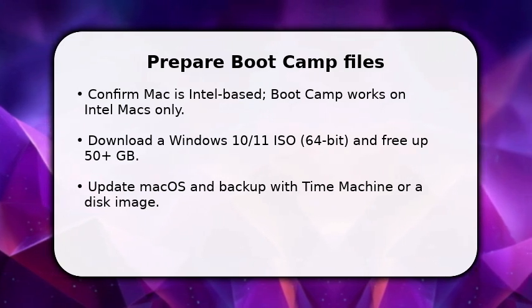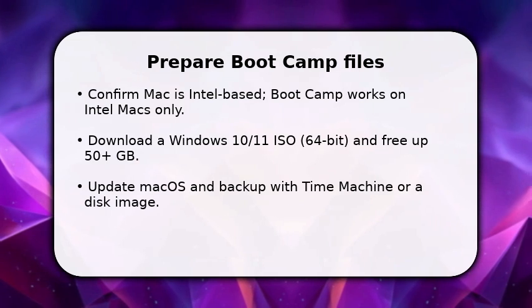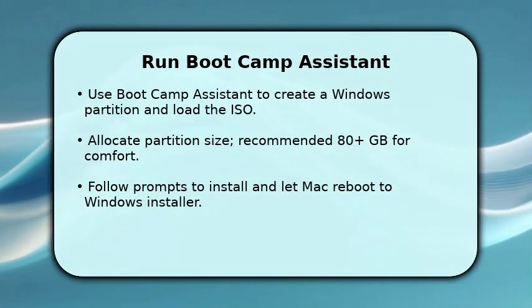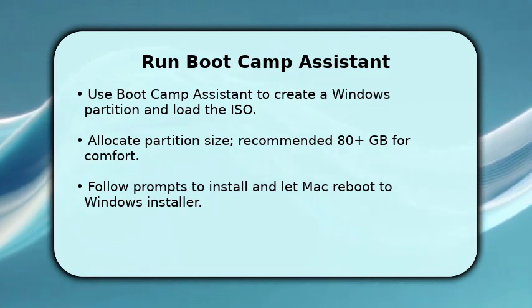Now open Bootcamp Assistant to begin partitioning. Do not skip the backup step, because partitioning changes disks irreversibly. Now you run Bootcamp Assistant and follow its guided prompts to create the Windows partition and attach the ISO.